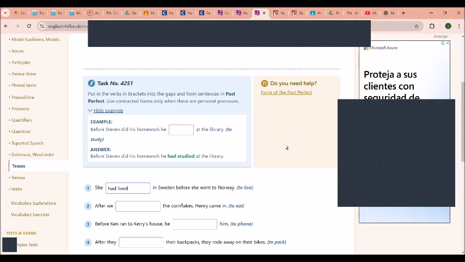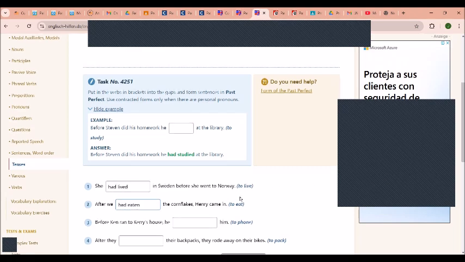After we had eaten the cornflakes, Henry came in. Exactly. Poor Henry missed the cornflakes. Right. Let's go back down to Mariana.